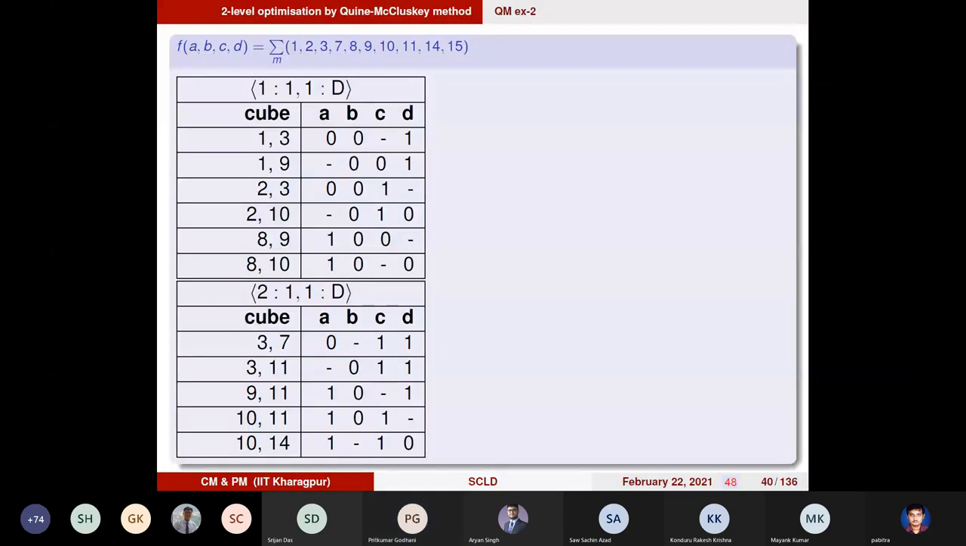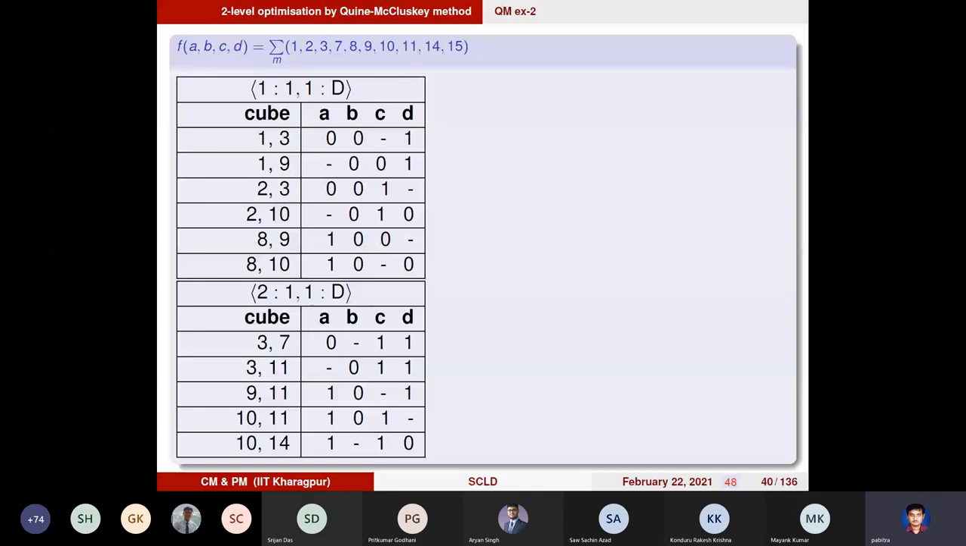Okay, one more thing. 1 3 — it's not that if it combines with 9 11 I'll stop there. I will also check if it combines with others. I'll check 1 3 with 10 11. I'll check 1 3 with 10 14.